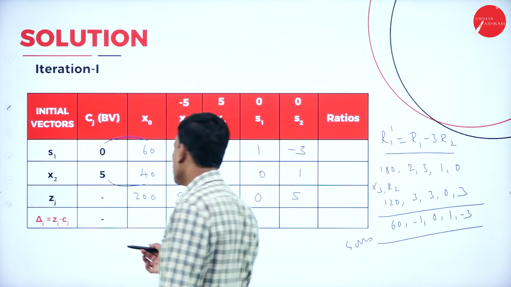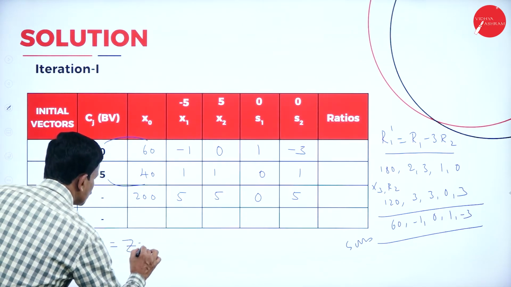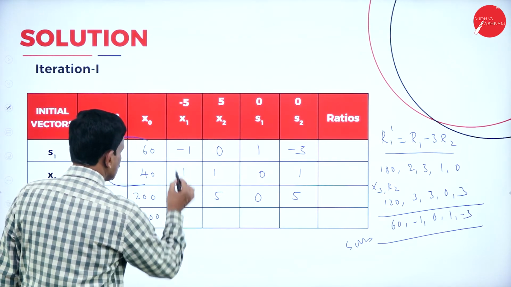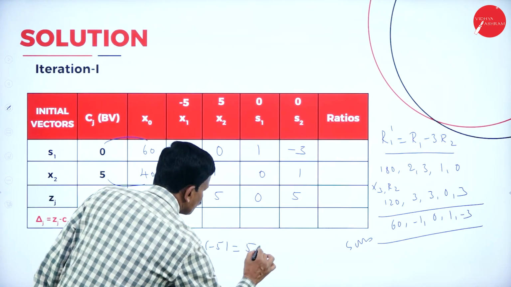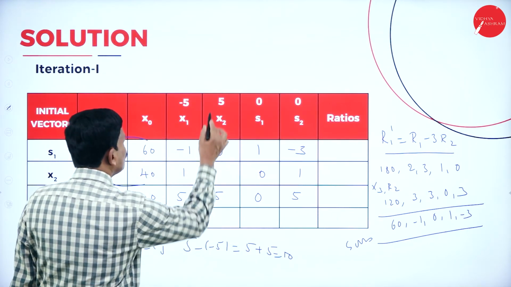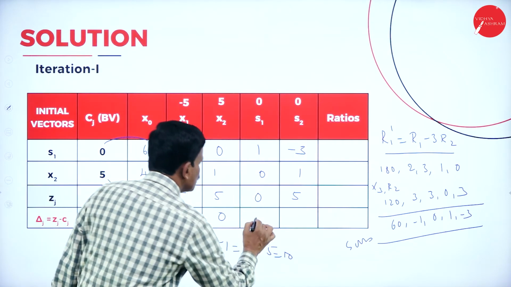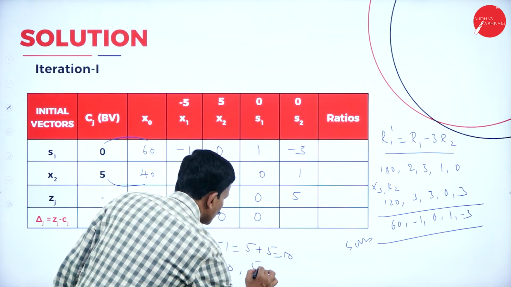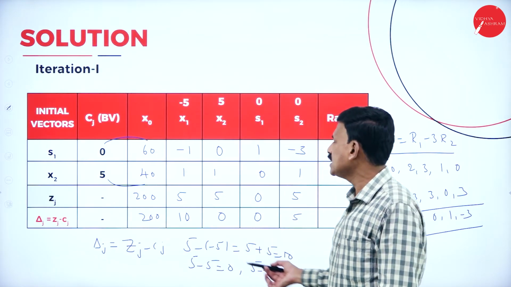Now just find out delta j. What is delta j? Delta j is equal to zj minus cj. Subtract this: 5 minus of minus 5, this is 5 plus 5, which is equal to 10. Again 5 minus 5 is 0. 0 minus 0 is 0. Again 5 minus 0 is equal to 5. These are the values of delta j.